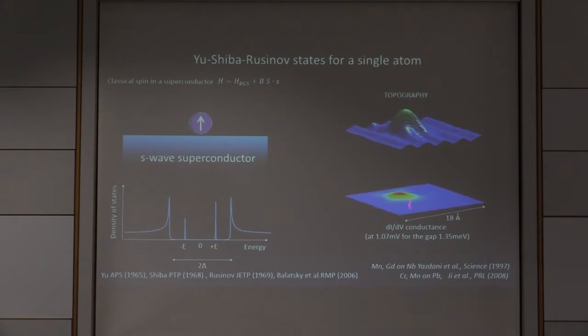And you can actually image these states if you put a single atom on the surface of a superconductor, and you fix your bias under the value of the gap of the superconductor. You will see that in the proximity of your magnetic atom, you have some finite density of states. And if you go far away, the density of states is suppressed.